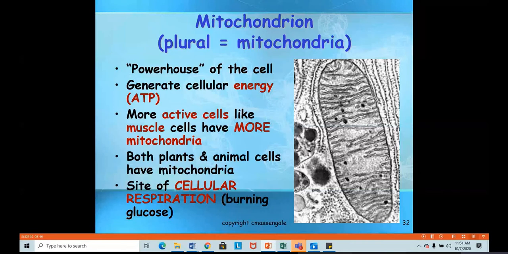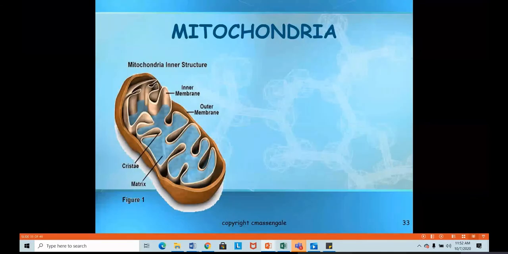So let's also summarize from the PPT. Powerhouse of the cell, that is mitochondria, it generates cellular energy, which is ATP. The more active cells, like muscle cells and sperm cells, have more mitochondria. Both plant and animal cells have mitochondria. It is the site where cellular respiration takes place, burning glucose.